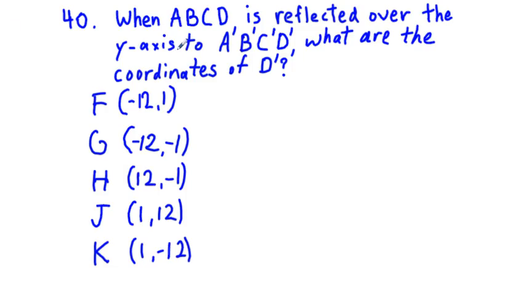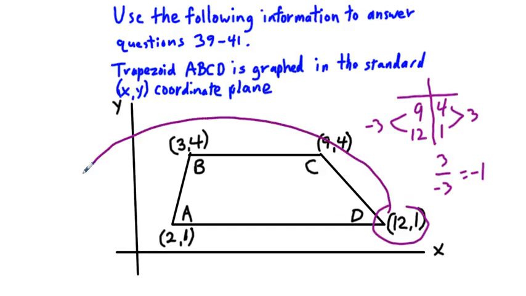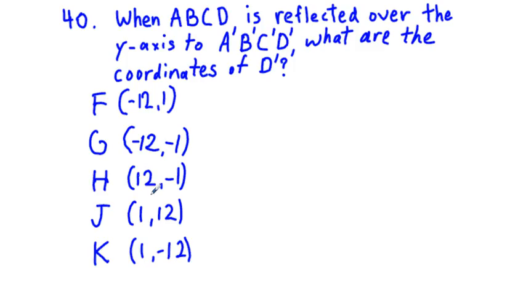Next problem we have, when ABCD is reflected over the y-axis to A prime, B prime, C prime, D prime, what are the coordinates of D prime? Well, we go to the drawing here, and D prime, if we reflect over the y-axis, we take it way over here, and the y value stays the same. But we go over here to negative 12, comma 1. So our correct answer for this one, which really should be quite easy, is going to be answer choice F.